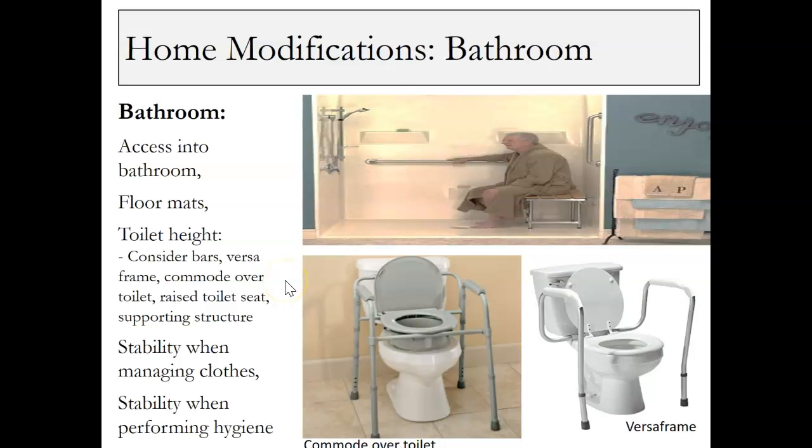Raised toilet seats. You've seen those, that plastic wedge. We have one of those in the lab. Something to grab onto, a bar or some kind of bureau or solid structure they can push up from. Access in and out of the bathroom. We talked about that, but a lot of times the walker does not fit in there. So if it doesn't, a cane, grab bar or something. Floor mats, some kind of resistive mat on the shower bottom.